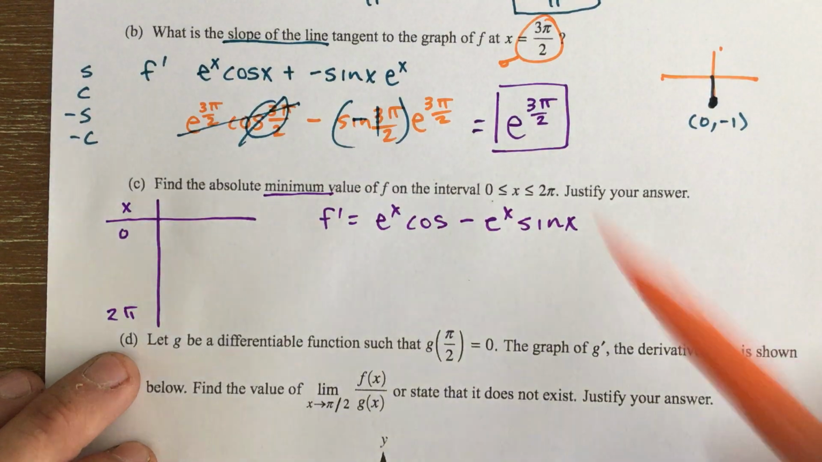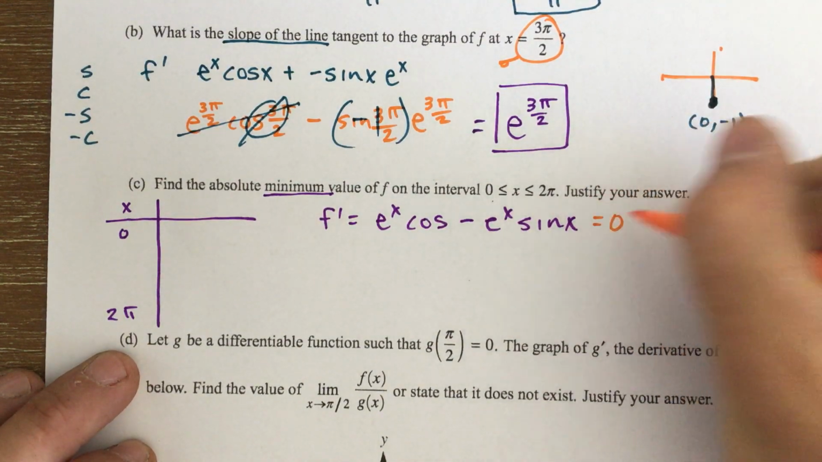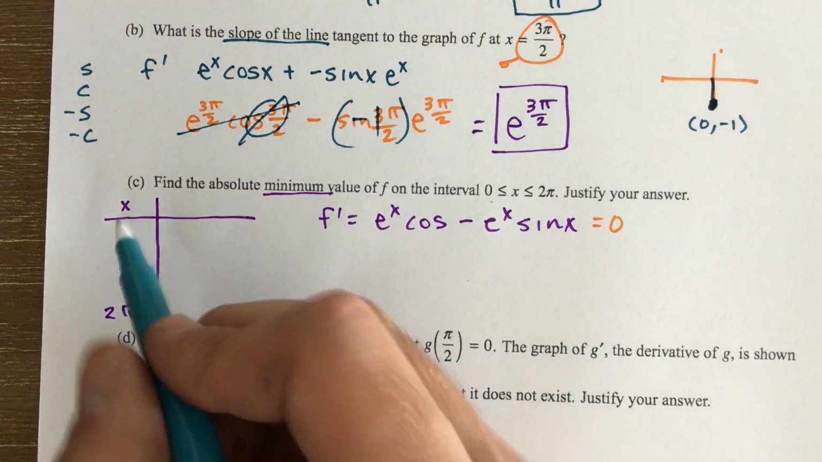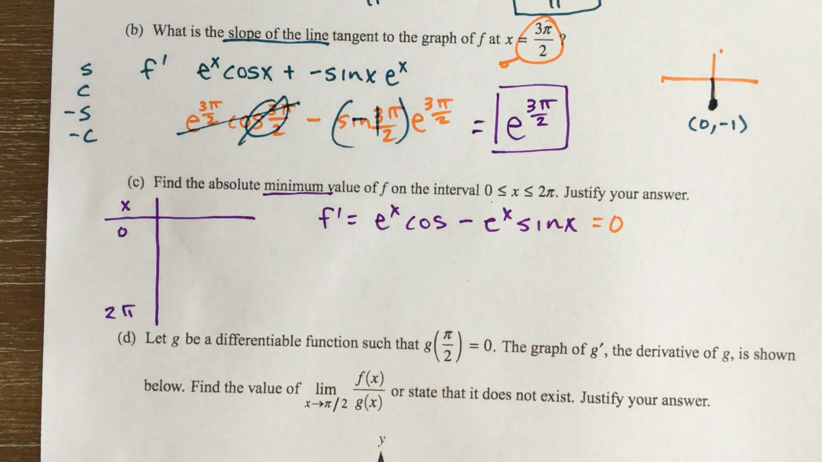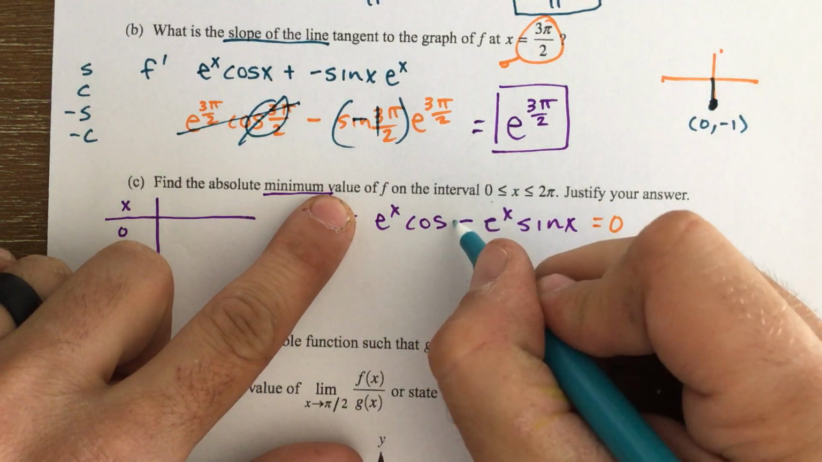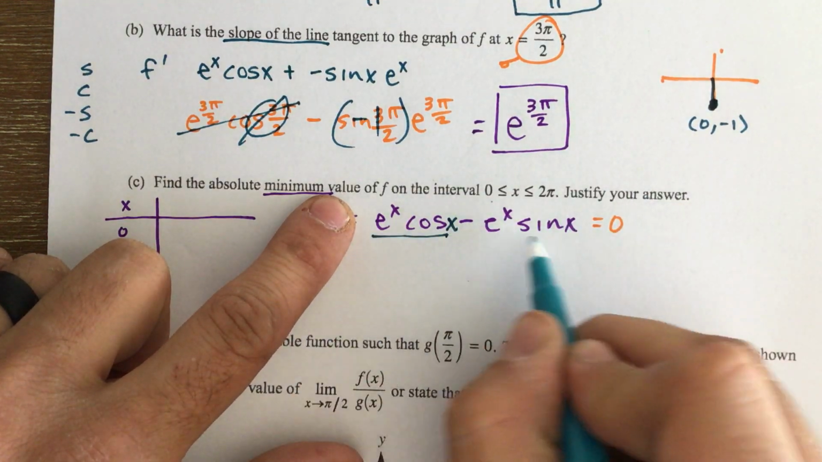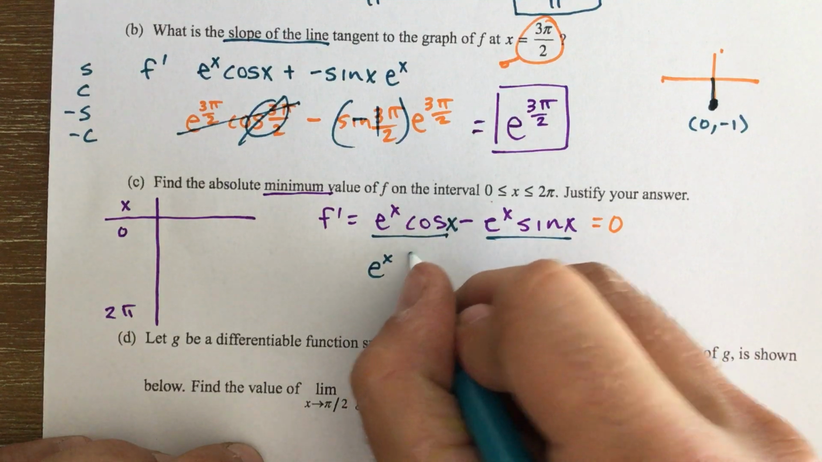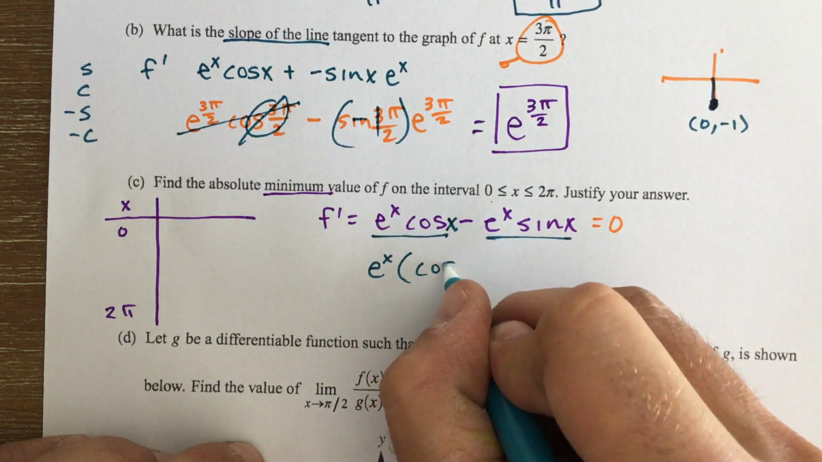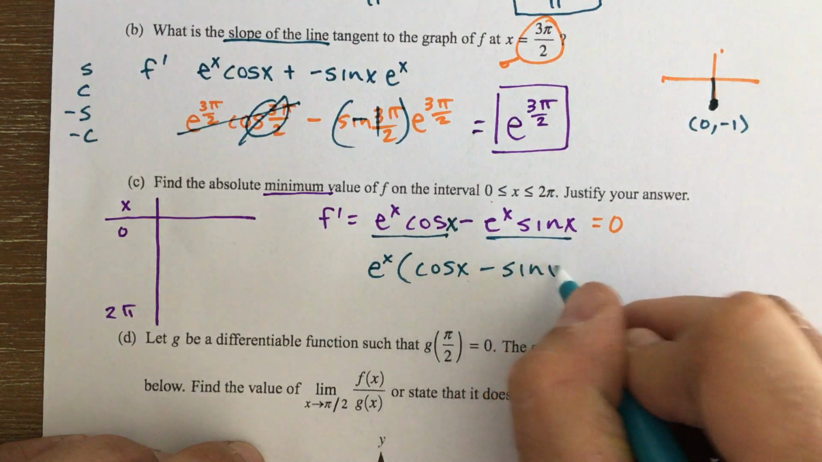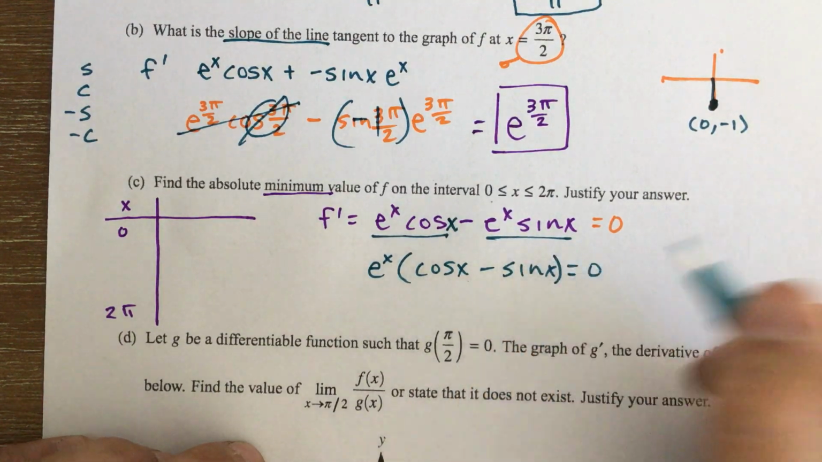And I want to know, when is this thing going to equal 0? Unfortunately, I'm not allowed to use a calculator, so I have to be clever. How can I figure out when this thing is equal to 0 to find out if there are any other values of x I need to look at? So looking at this thing, I have two terms, and they both have an e to the x in common. E to the x. So what's left in this term? It's going to be cosine x, and what's left in this term? Minus sine x equals 0.